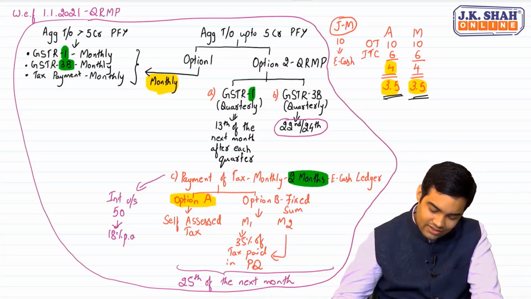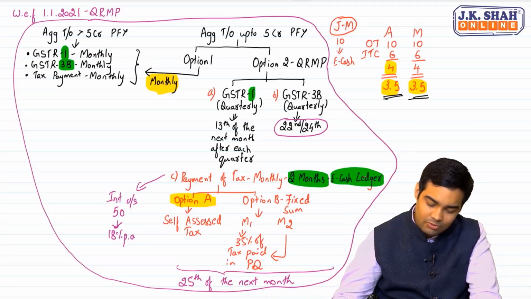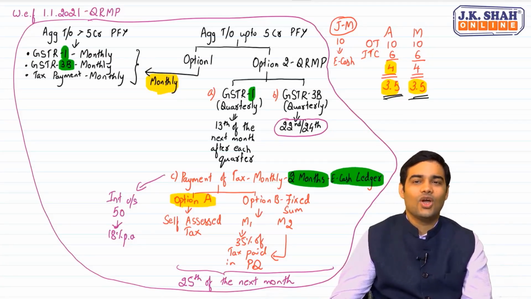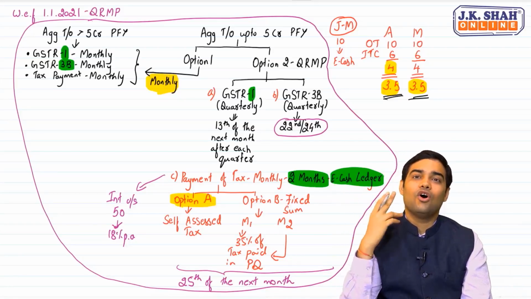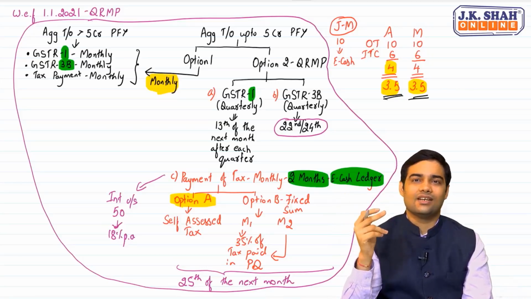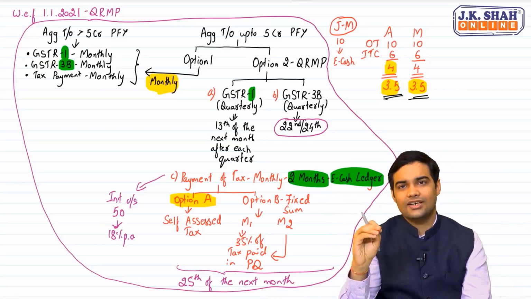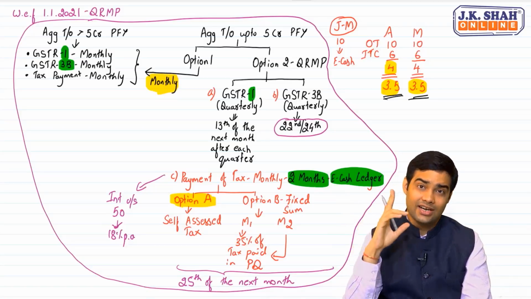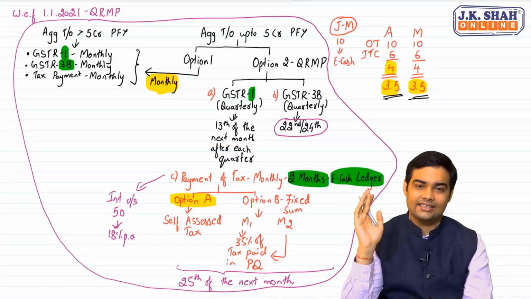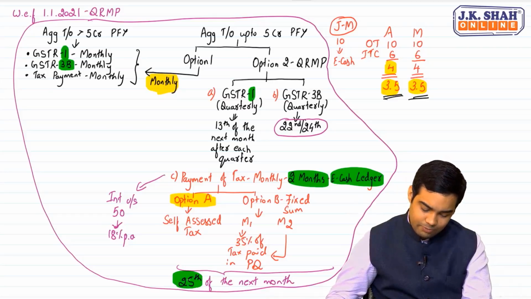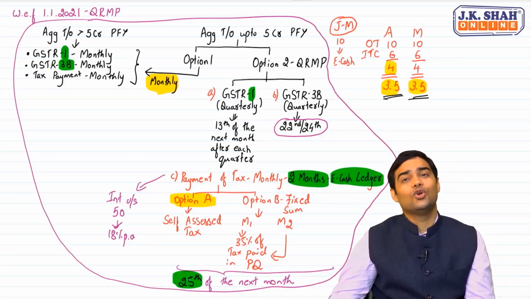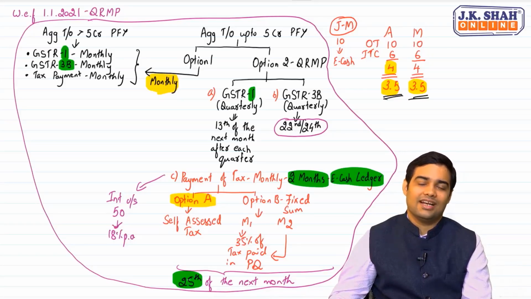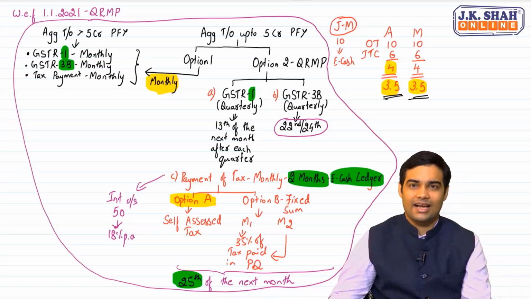This is the key point. And it is for the first 2 months that you have to deposit money in the e-cash ledger. Option A, you pay the self-assessed tax. Option B, you pay a fixed sum of the previous quarter if your last return was quarterly. So 35% of tax paid in the previous quarter. Don't forget, tax paid through the e-cash ledger. And what's the due date for month 1, month 2 payment? 25th. If you don't pay by the 25th or if you don't pay 35%, in such cases, interest will be applicable. And interest would be at 18% per annum.